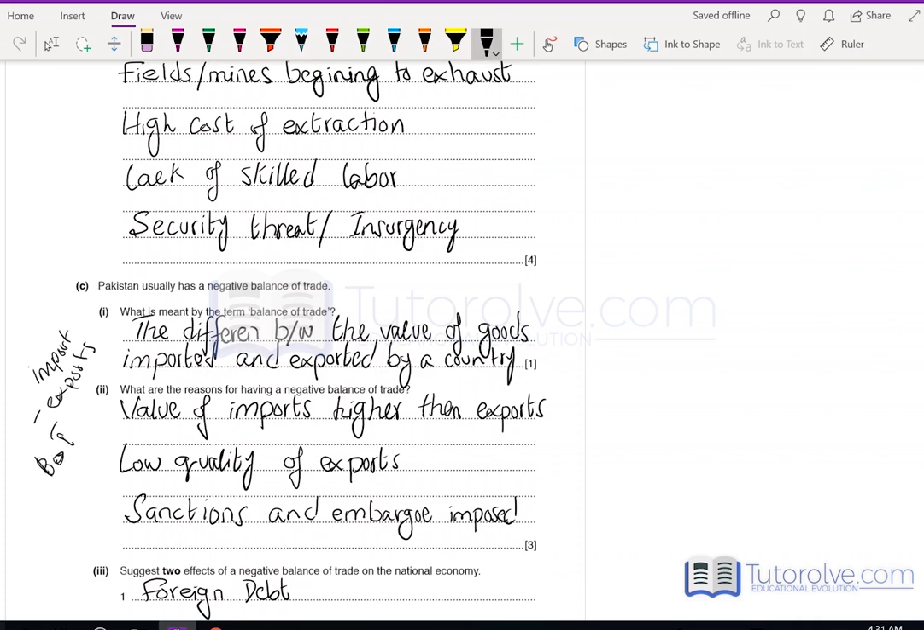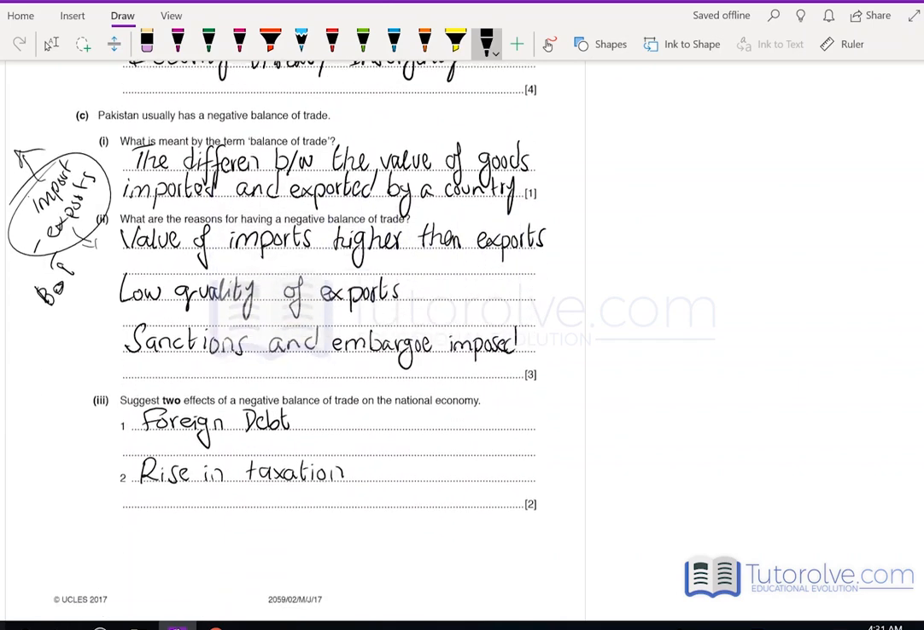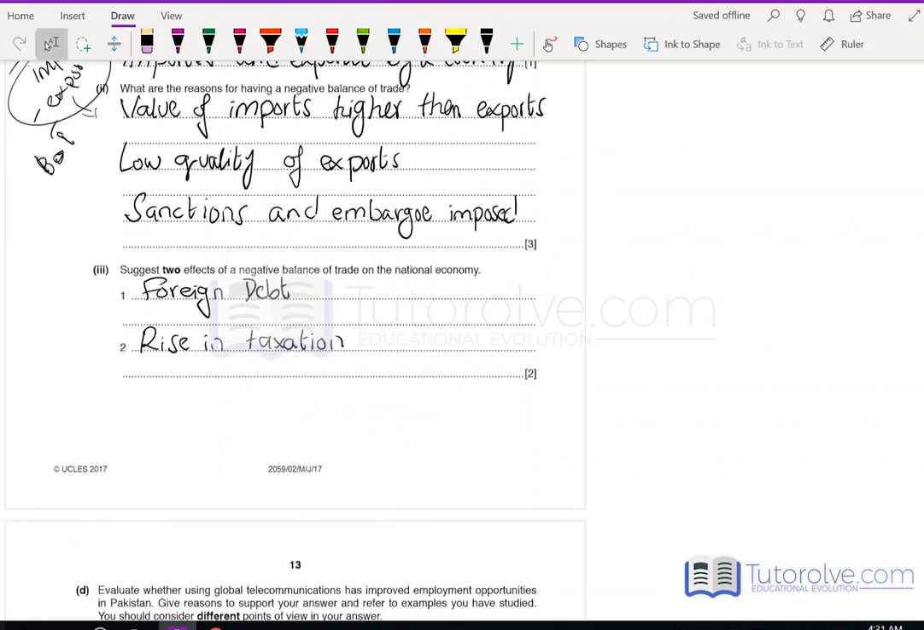So what are the reasons for having a negative balance of trade? The value of imports is higher and the value of exports is lower, so you get a negative answer. Low quality of exports is another reason, and then sanctions and embargoes imposed by other countries. Two effects of a negative balance of trade on the national economy are foreign debt and a rise in taxation.